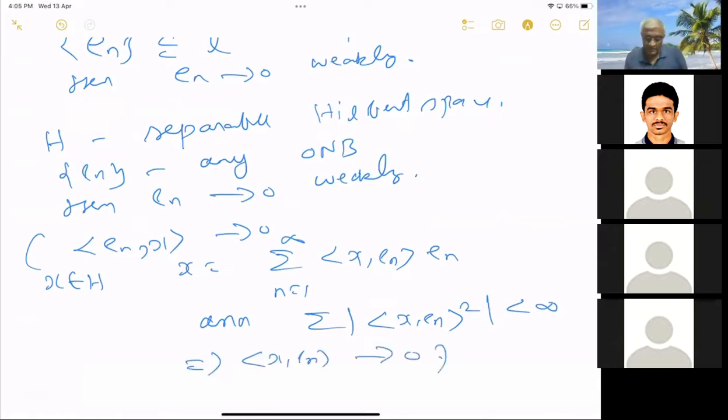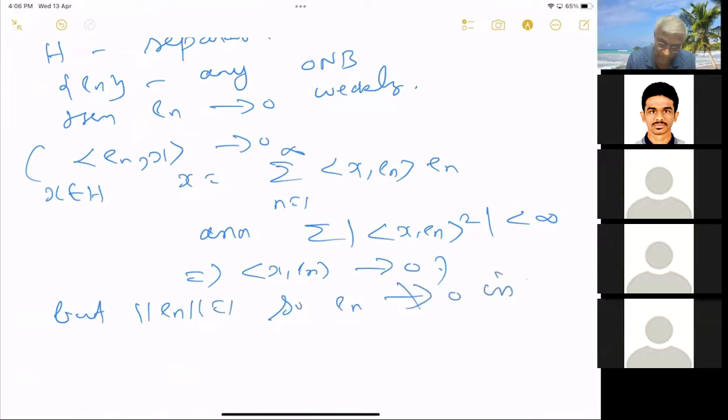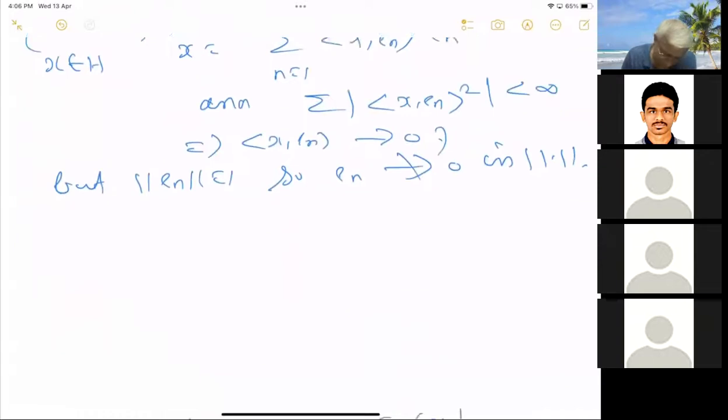So this is how all linear functionals act on a Hilbert space. Because of this, any orthonormal basis will converge to 0 weakly. But the norm of e_n is equal to 1. I mean, all of them have norm 1, so e_n cannot converge to 0 in norm. So e_n does not converge to 0 in norm.